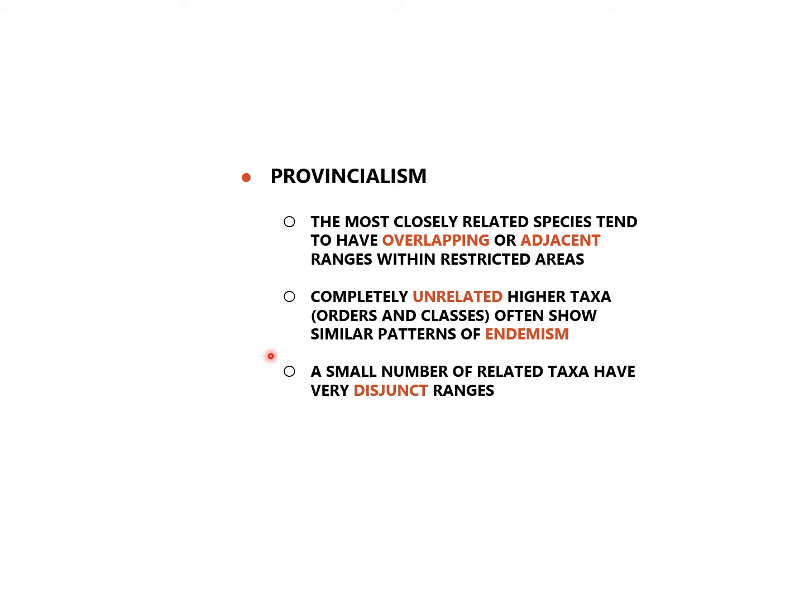There's a few patterns that are associated specifically with this concept of provincialism. One is that the most closely related species tend to have overlapping or adjacent regions within the restricted areas where they're found. Also, completely unrelated higher taxa, which, when we say higher taxa, we're usually talking about orders or classes, something above the species level, often show similar patterns of endemism. And remember, we just talked about endemism. And a small number of related taxa have very disjunct ranges.